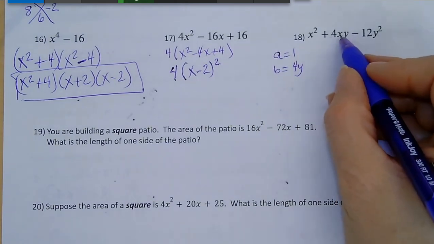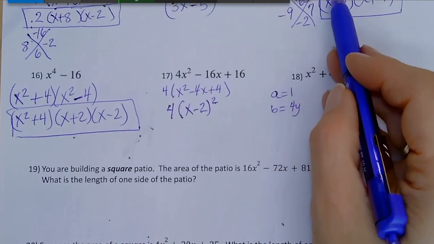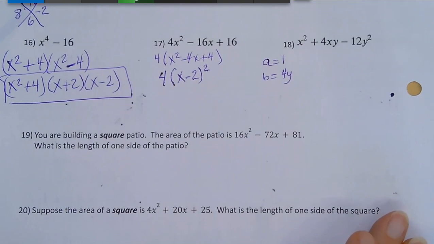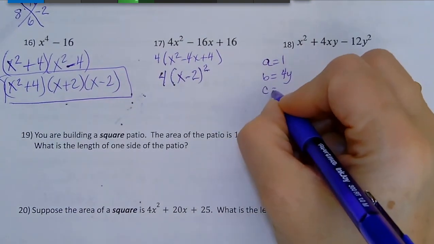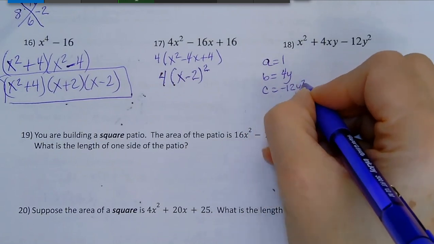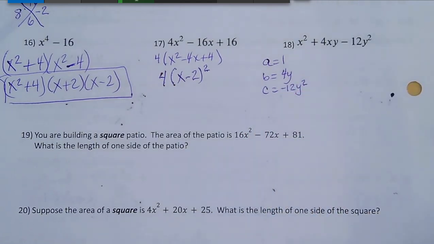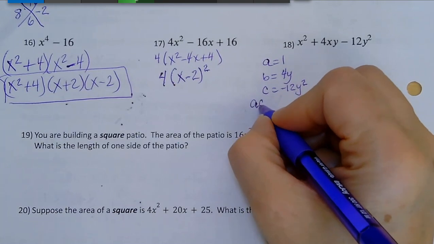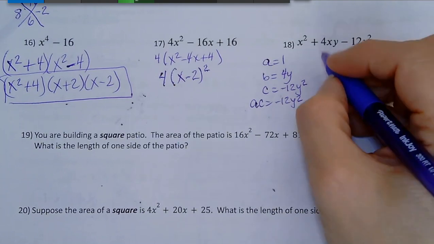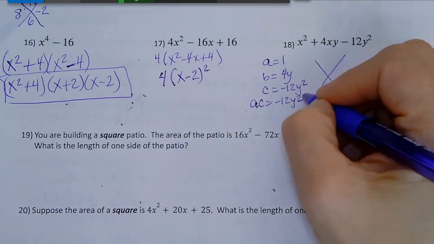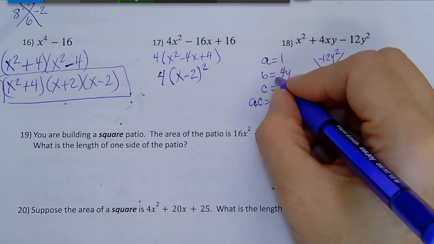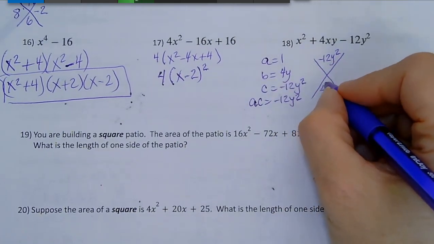Right? 4y times x. Up here, this would be like negative 2x, right? So I'm thinking, what am I multiplying times x? I'm multiplying 4y. And then my c is negative 12y squared. All right, I know it's a little bit weird to look at it like this. AC, of course, is going to be 1 times negative 12y squared. So this is the way I do it. If I look for AC, what multiplies to give me negative 12y squared, but adds to give me 4y.